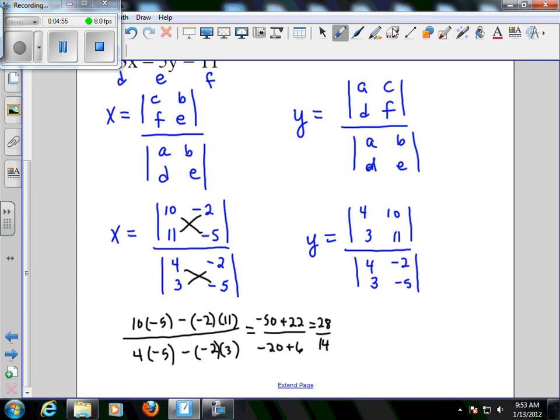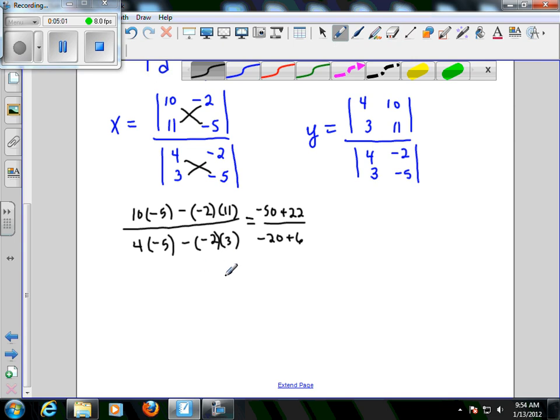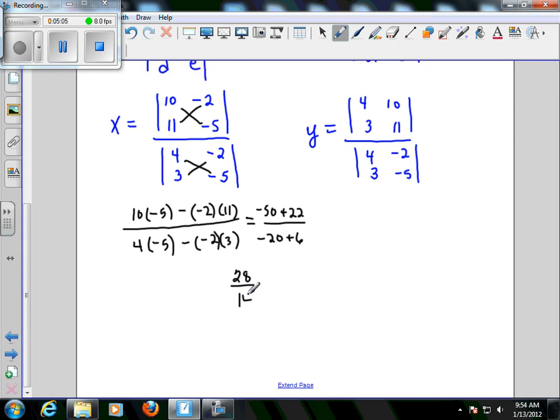I'm going to move that down to give me a little more room to do my y. So I'm going to have 28 over 14, which is 2. So x is 2.